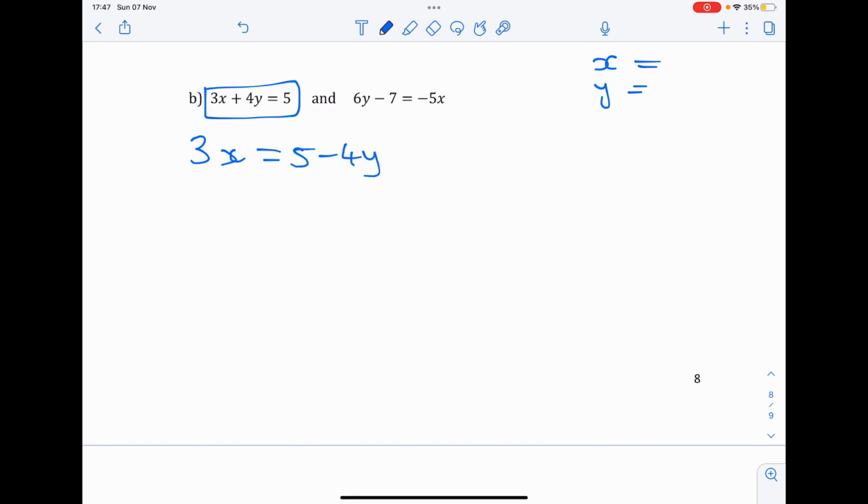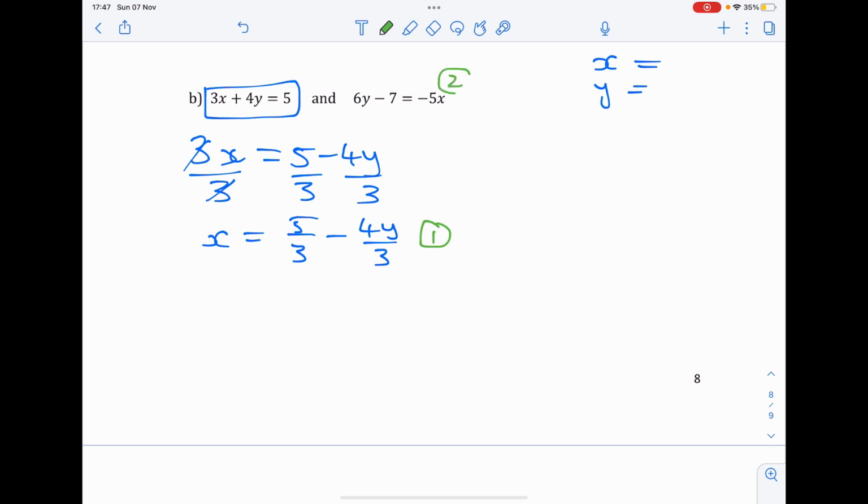I'm starting to isolate my x. Now I'm going to divide everything by 3 to get x by itself. Cancel the 3. x is equal to 5 over 3 minus 4y over 3. So now that is going to be equation 1, and the other equation will be equation 2. I've got my x equals.